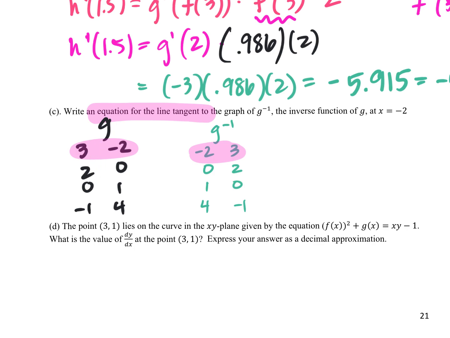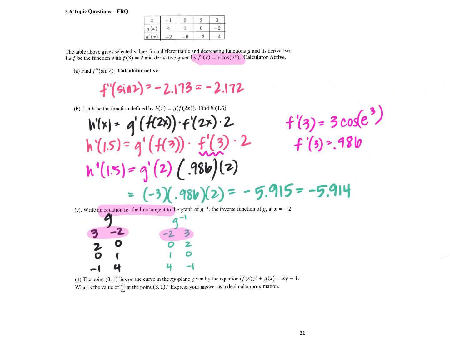Do we know what g prime of 3 is? G prime of 3 is? Therefore, what would the inverse's slope be? It would be negative 1/4. Agreed, right? And did they want that? Did they want the inverse function when x is negative 2? Yes, they wanted that.